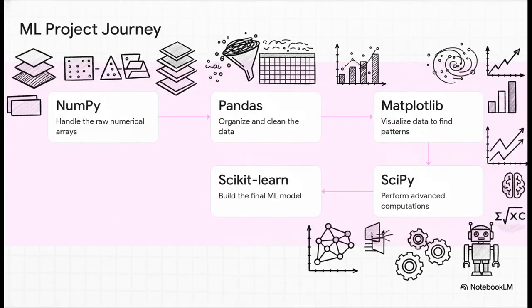So let's just quickly recap that whole journey. We started with NumPy to handle the raw numbers. Then we used pandas to give them structure and get them clean. Matplotlib let us actually see the patterns. For the really tough math, we brought in the power of SciPy. And finally, we used scikit-learn to build the actual model. It's a complete workflow where every single tool plays an absolutely essential part.